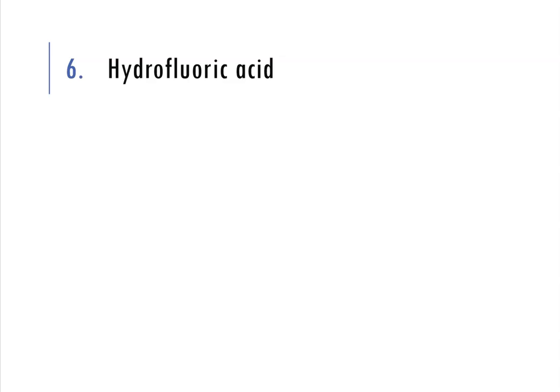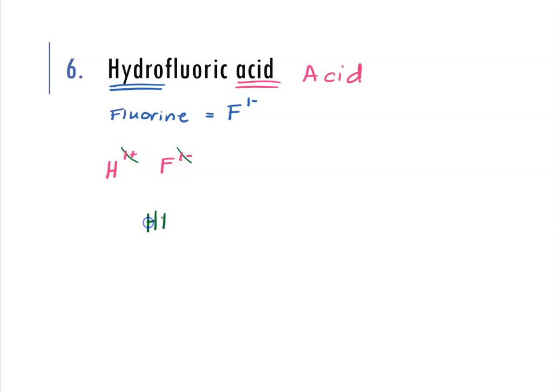Next up, hydrofluoric acid. This is an acid because it ends in acid. The hydro prefix means that I'm looking at the element version, so the element here would be fluorine. Fluorine is F. It's in group 17, so it's a 1 minus charge. Always start with H. H is a 1 plus, F is a 1 minus. Those cancel, so my formula is just HF.